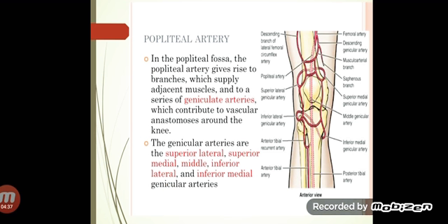Then, popliteal artery. In the popliteal fossa, the popliteal artery gives rise to branches which supply attached muscles and to a series of genicular arteries which contribute to the vascular anastomosis around the knee. The genicular arteries are the superior lateral, superior medial, middle, inferior lateral, and inferior medial genicular arteries.